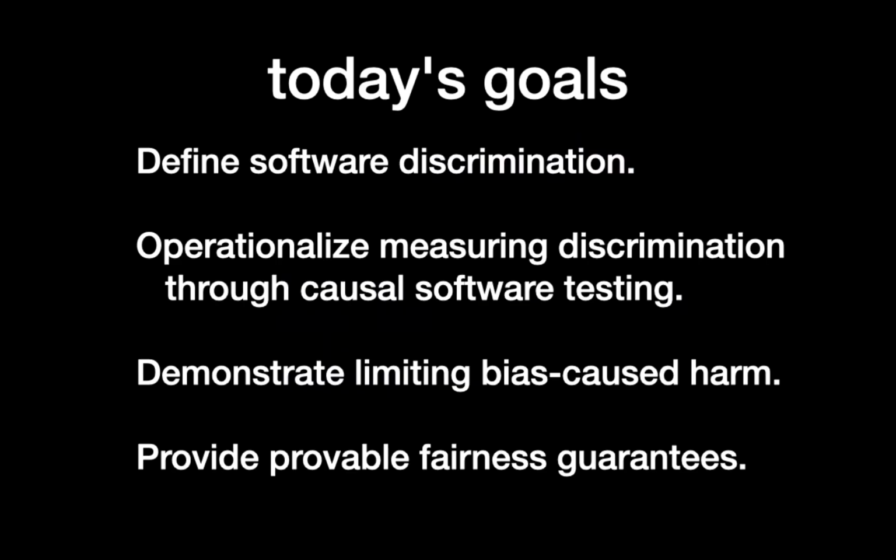I have 4 goals in this talk. First, I will define what it means for software to discriminate. Then, I'll show how we can operationalize that definition to test software. Next, I'll demonstrate how we can limit the impact of bias in software. And finally, I'll describe how I can formally guarantee fairness in software.